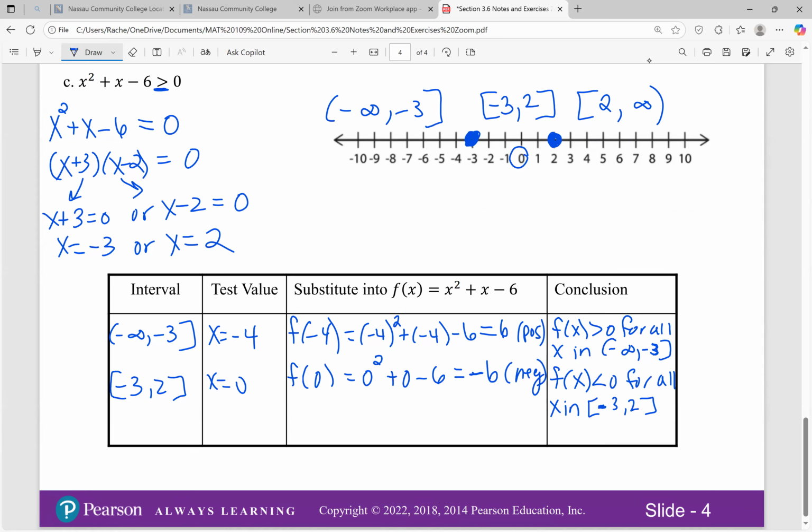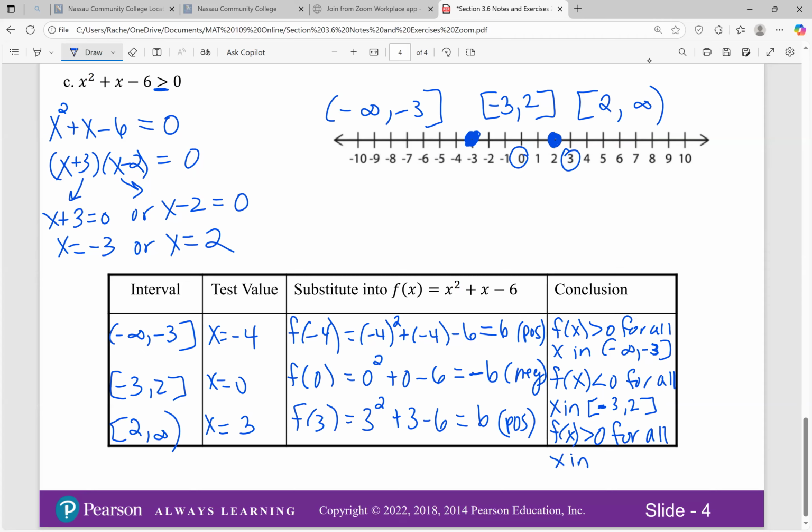And now let's look at our last interval from 2 to infinity. I'm going to pick 3. So if x is equal to 3, let's find f of 3. We're going to get 3 squared plus 3 minus 6. That's 9 plus 3 is 12. 12 minus 6 is 6, which is positive. So f of x is positive for all values of x in the interval from 2 to infinity.